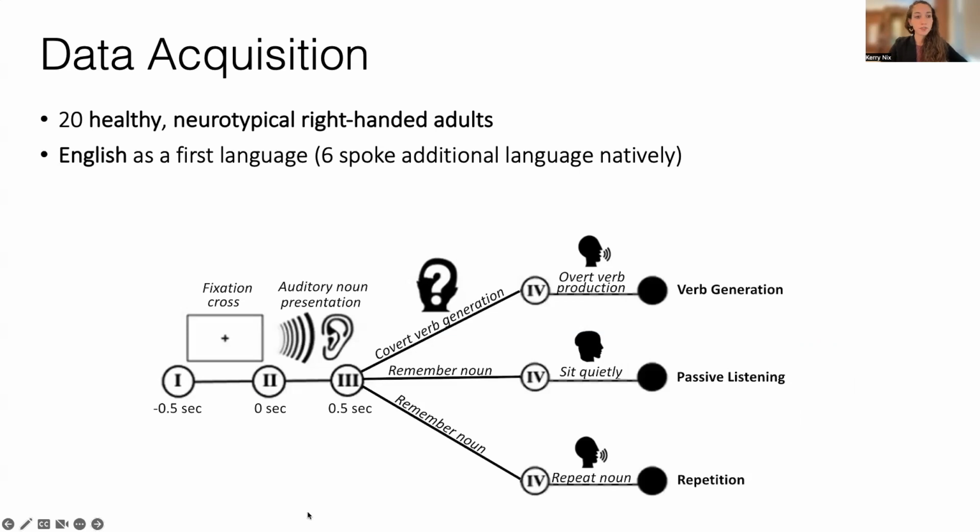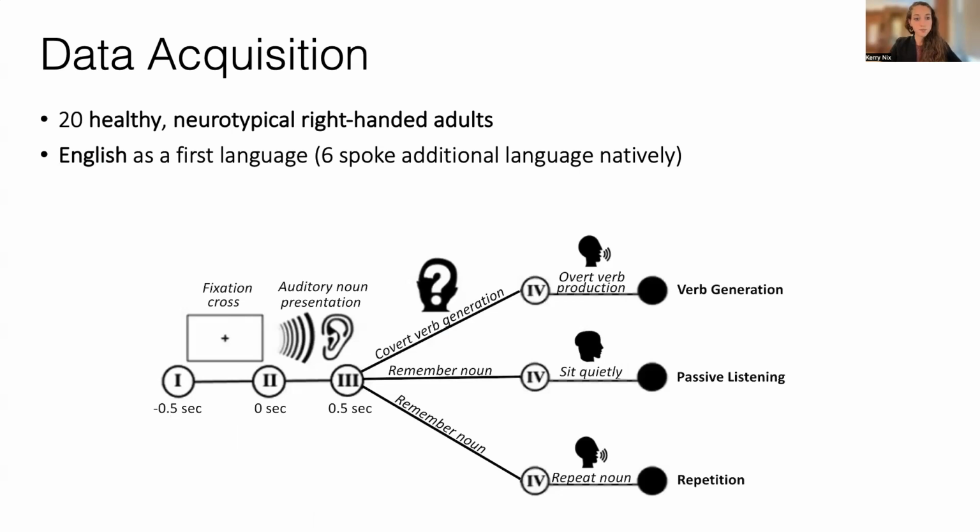Each trial begins with a fixation cross on the screen while baseline EEG was recorded. Then a noun was played via speakers. Separate word lists of concrete nouns balanced for word frequency and length were used for each block, adapted from a prior experiment. A noun presentation lasted between 500 and 1,000 milliseconds.